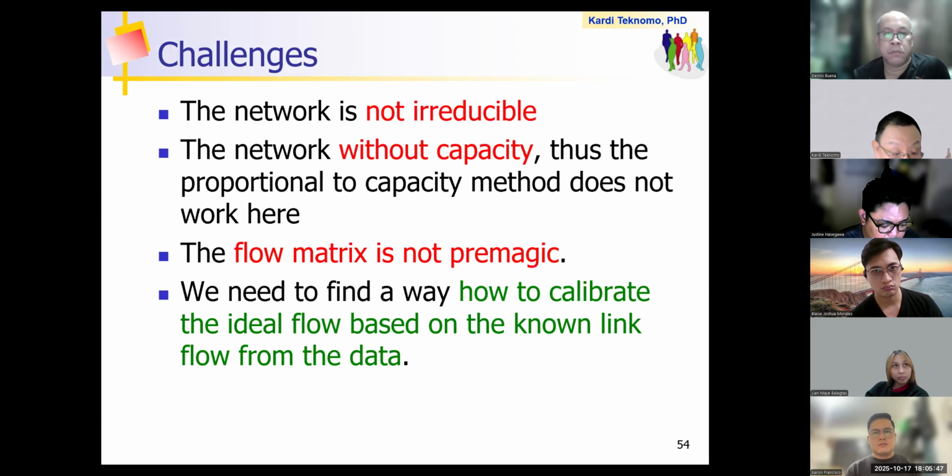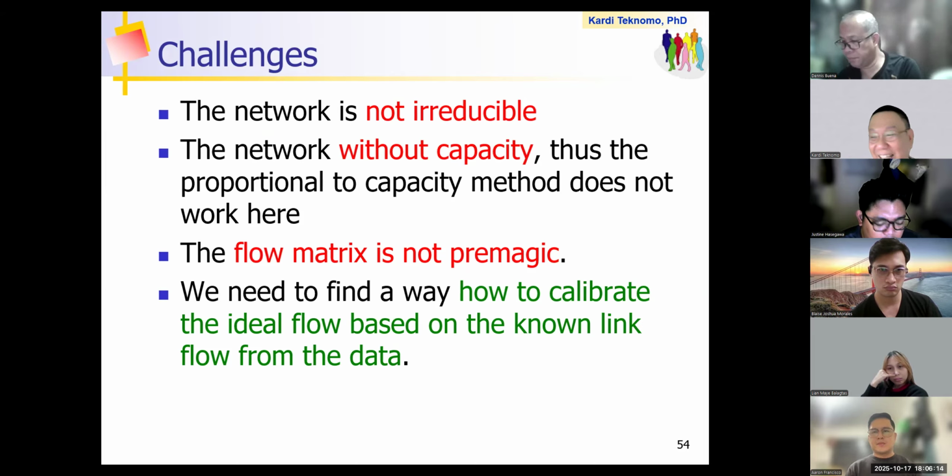So the challenge, that network earlier, there is something one way, right? So the network is not irreducible, not strongly connected. That's the first challenge. Second, the network is without capacity. So in that case, if you want to create AFN, how can you? You don't have the capacity. It doesn't work here. Okay? And the flow matrix is clearly not pragmatic.